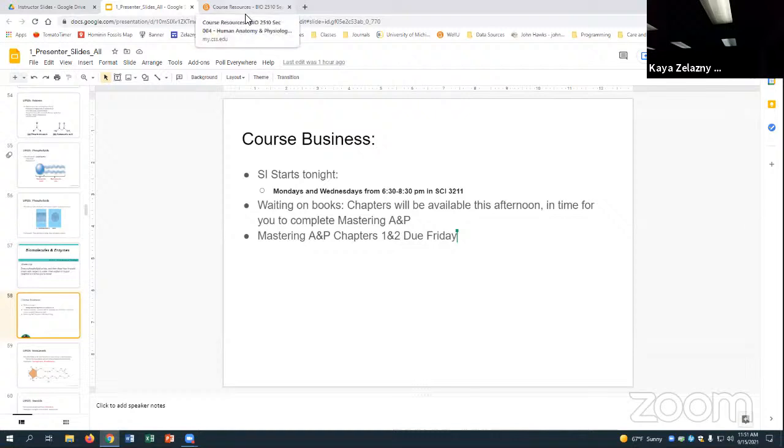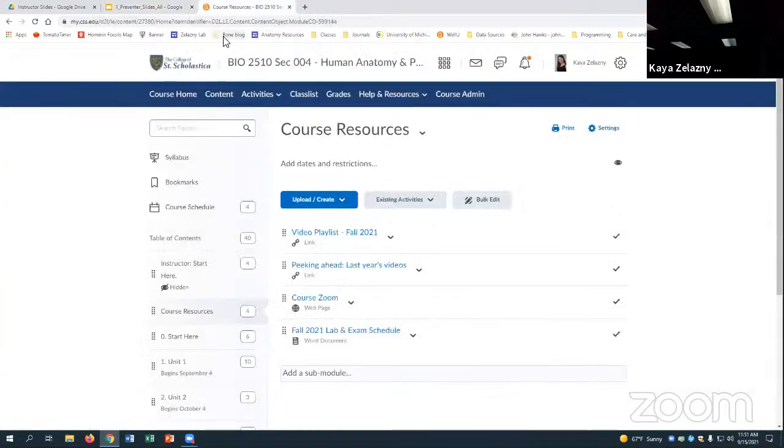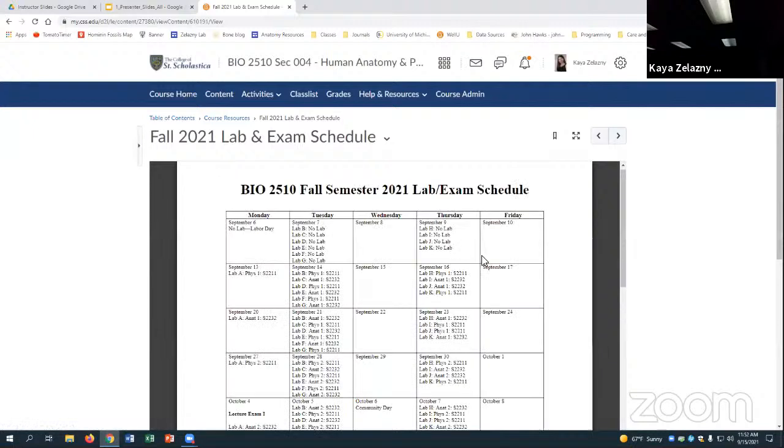But in terms of finding where you should be, I posted both in that course and in our lecture Brightspace here. So I'm in our lecture Brightspace. Under course resources, you have a lab schedule. Okay. So these letters correspond to whatever you signed up for in Banner.